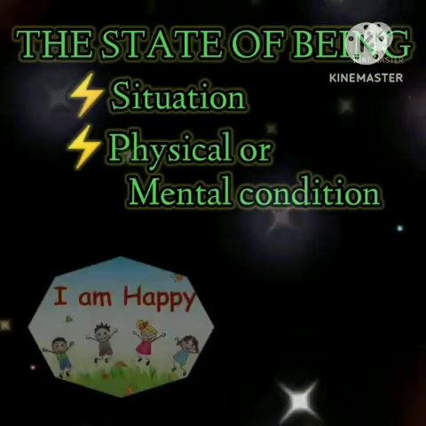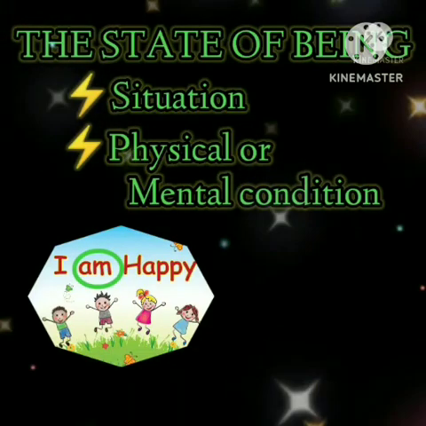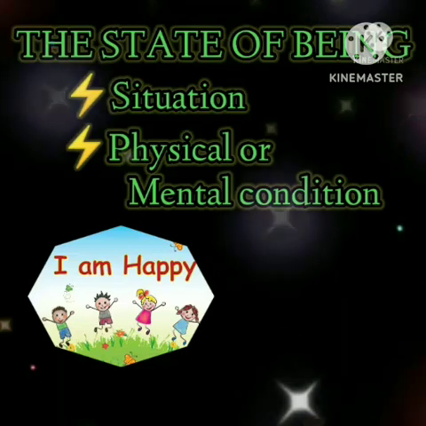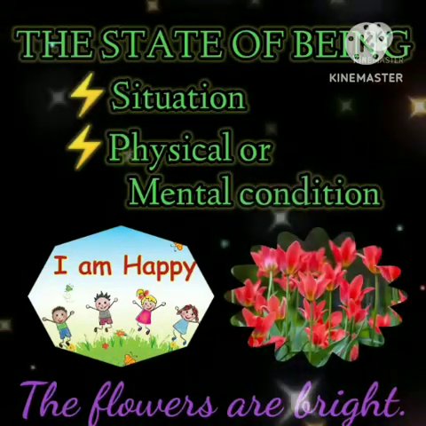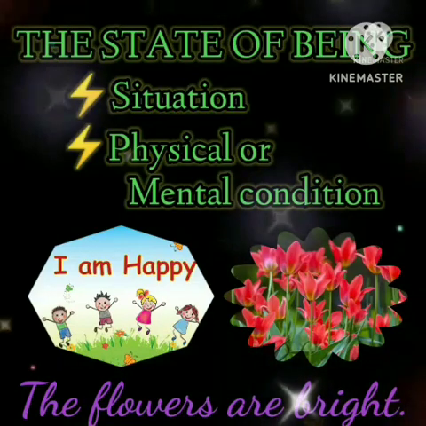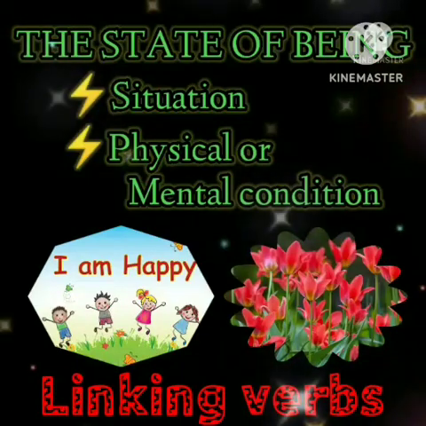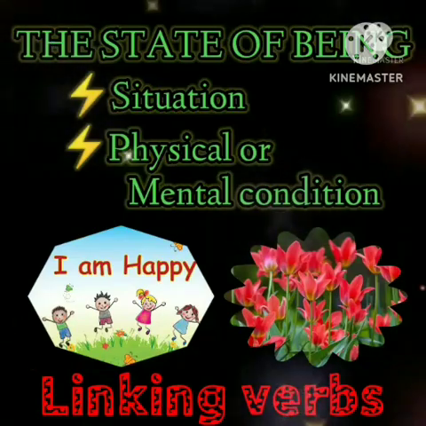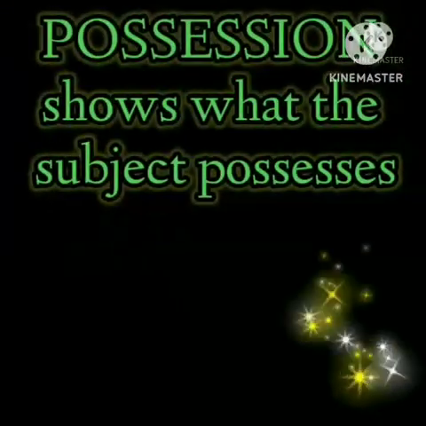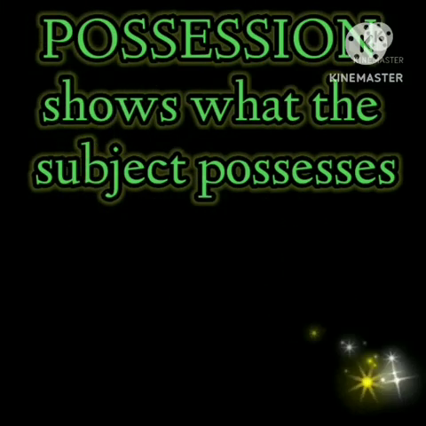See the sentence, I am happy. Here the verb am shows the state of myself. The same way in this sentence, the flowers are bright. This sentence tells how the flowers are. This is what state of being. These verbs are also called as linking verb, as they link the subject of a sentence to a noun or adjective. And the possession. Possession is what the subject possesses. For example, Vicky has a sister.